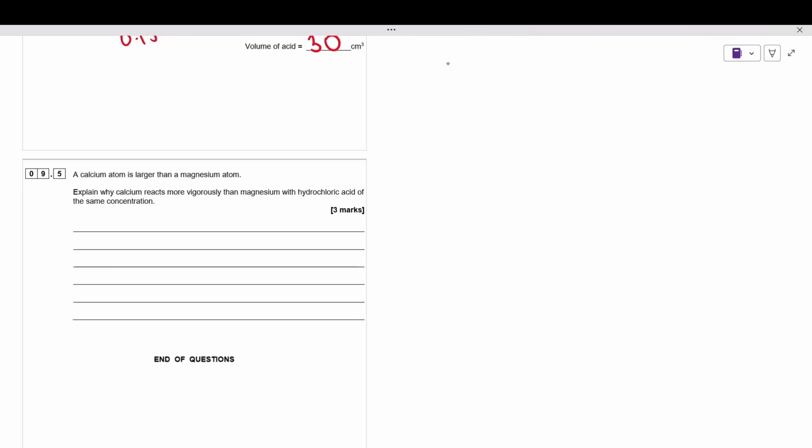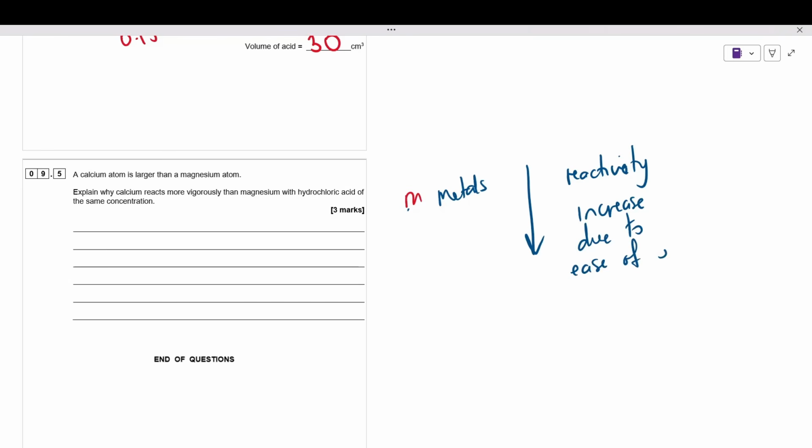Change this color. For metals, if we're going down a group, reactivity increases, due to ease of electron loss. Now when we think about it, the further away the electron is from the nucleus, it means therefore that those electrons are going to be lost quite easily.